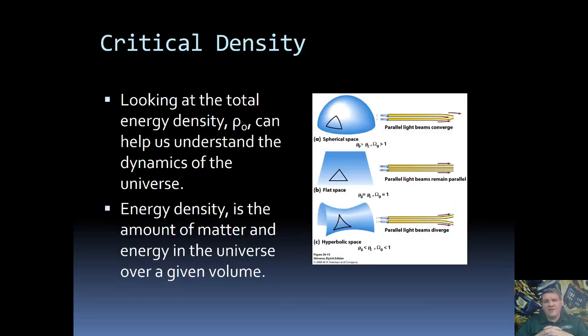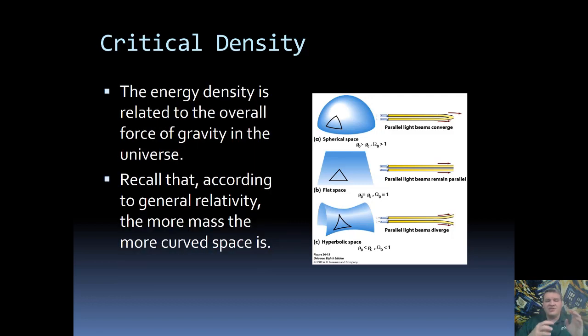Now, something that we can talk about when we start dealing with the entire universe is what shape does the universe have? I realize that sounds a little bit weird, but the shape of the universe is related to the total energy density. Hey, that's how much stuff is actually in the universe.